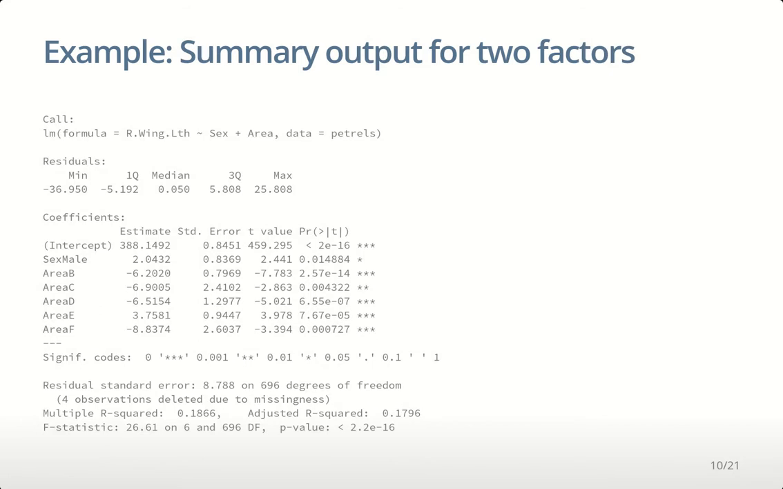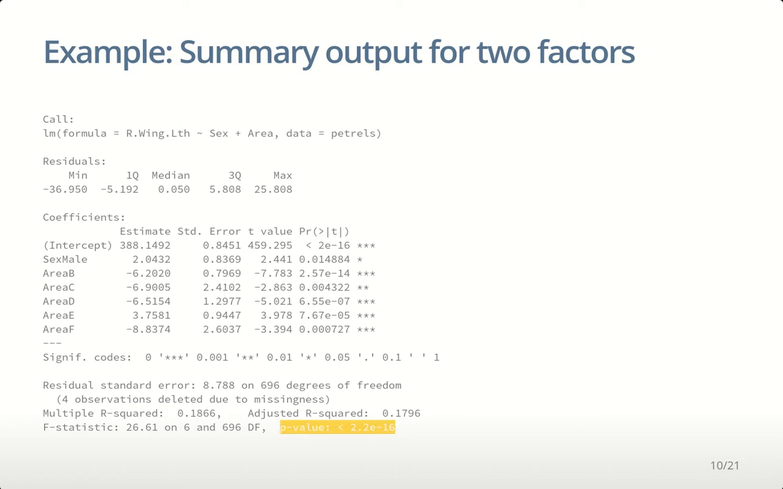When we look at the summary table, we've got a row for sex and 5 rows for area. So we can see that the baseline here, this intercept term, the 388.15, that will represent females in area A. Right, the baseline for sex and the baseline for area. Then each of the other terms are offsets from that, so differences from that. So the males then are 2 units bigger, birds in area F are almost 9 units smaller, birds in area E are almost 4 units bigger.